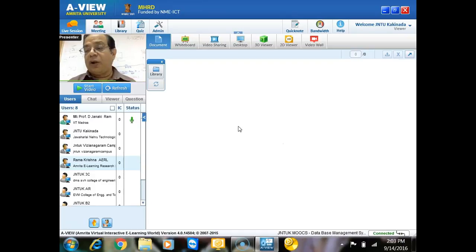This is suddenly in 1NF, first normal form, because all the attributes are atomic. Okay, is it in 2NF? What is the requirement of 2NF? Second normal form requires that no non-prime attribute should be partially dependent on the key.